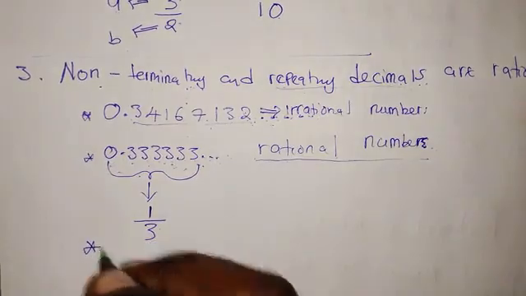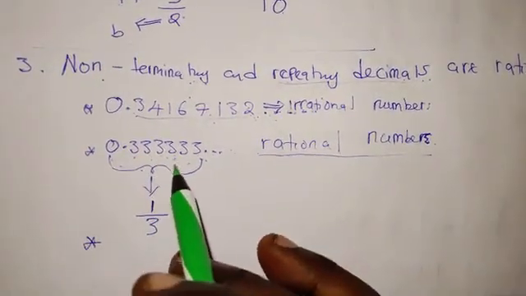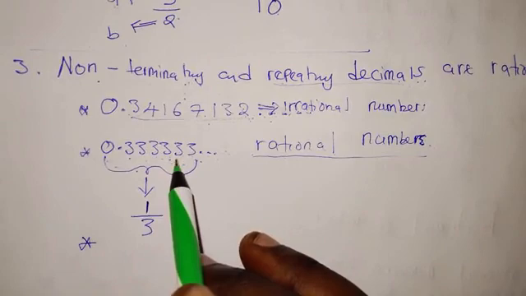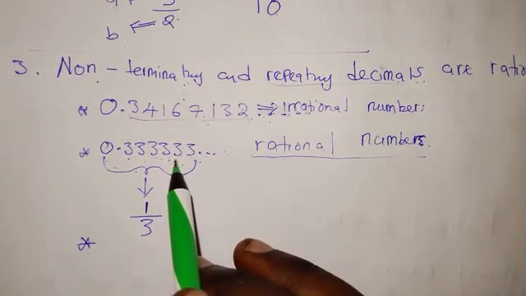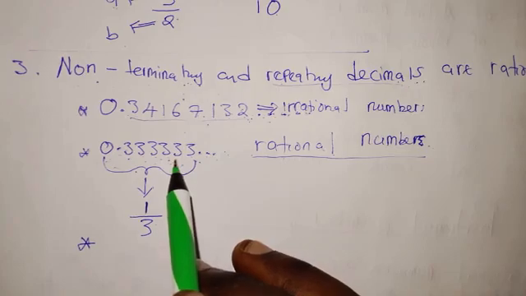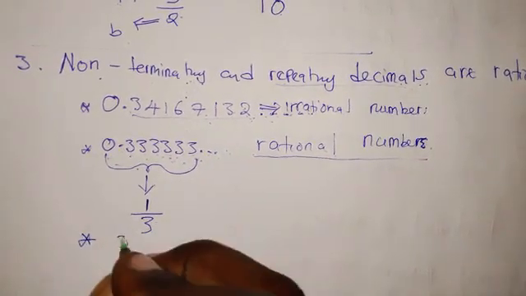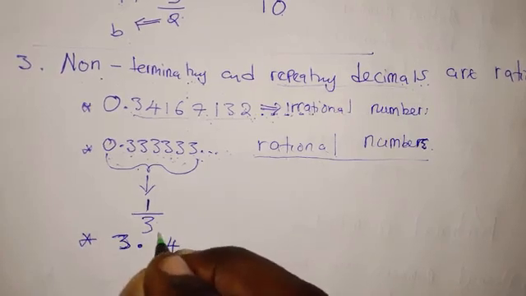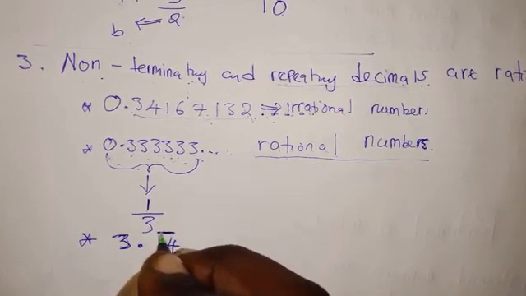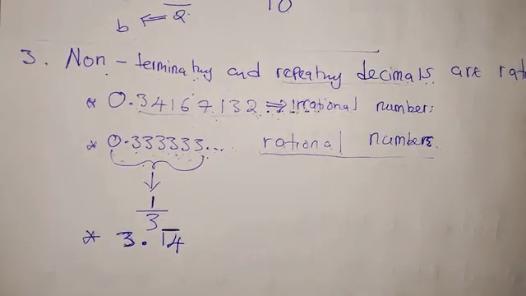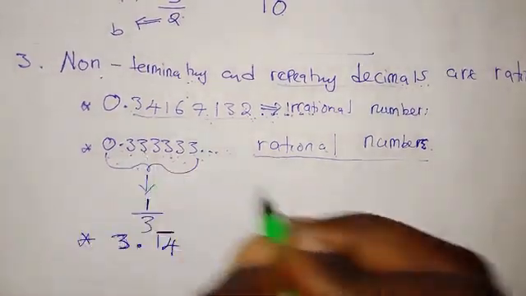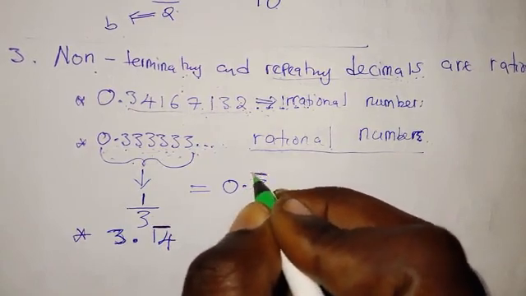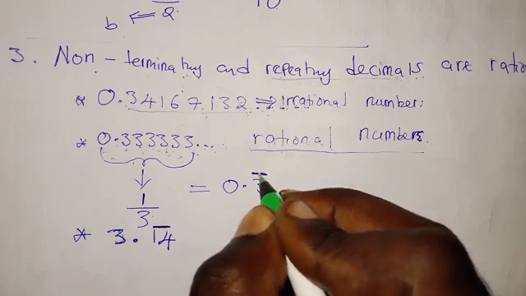Another example I can give: when you look at 0.33, we're just talking about one repeating decimal. But there are some cases whereby you can have two repeating decimals. For example, I have maybe 3.14, and I'm putting a bar on top here to indicate something. Even this 0.33 can be written as 0.3 with a bar on top. What is the meaning of this bar on top?